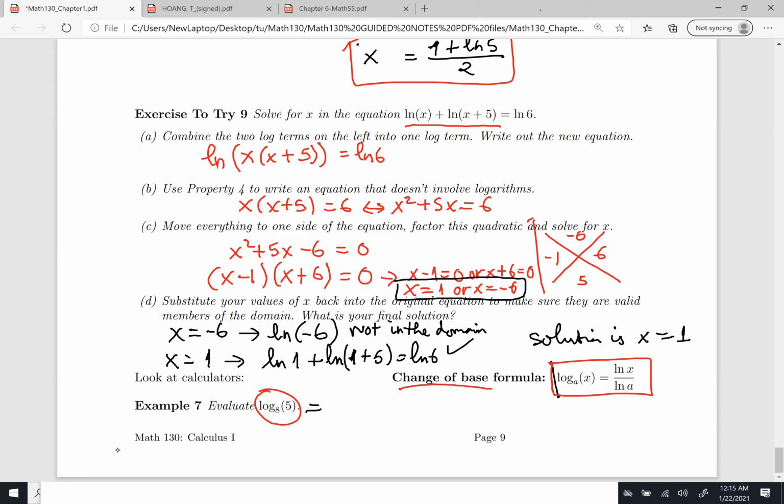So the argument x becomes the argument of ln on the top, and the base becomes the argument of the ln at the bottom. So now I have ln 5 on the top and ln 8 at the bottom. If you use a calculator, there is an ln button, so you can find it, and it's approximately 0.774, right? Okay. So we're going to stop chapter 1 here, and we'll see you in chapter 2. Bye.